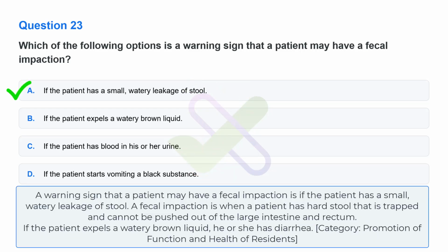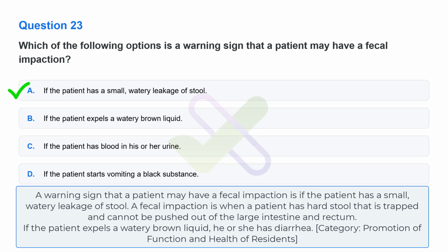The correct answer is A. If the patient has a small, watery leakage of stool. A warning sign that a patient may have a fecal impaction is if the patient has a small, watery leakage of stool. A fecal impaction is when a patient has hard stool that is trapped and cannot be pushed out of the large intestine and rectum. If the patient expels a watery brown liquid, he or she has diarrhea.